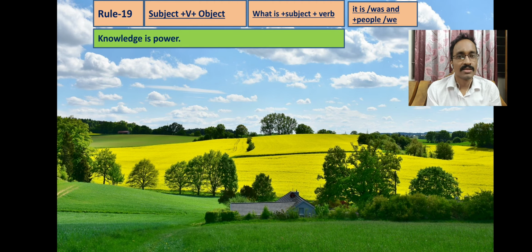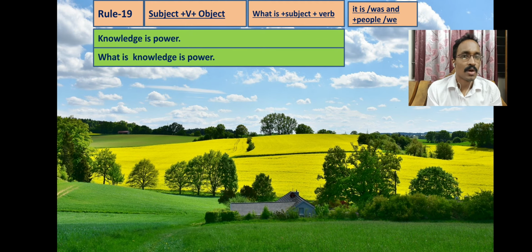Here you see subject plus verb plus object. Knowledge is power. Now how will we make it a complex sentence? We will write what is. So what is the complex sentence? What is knowledge is power.